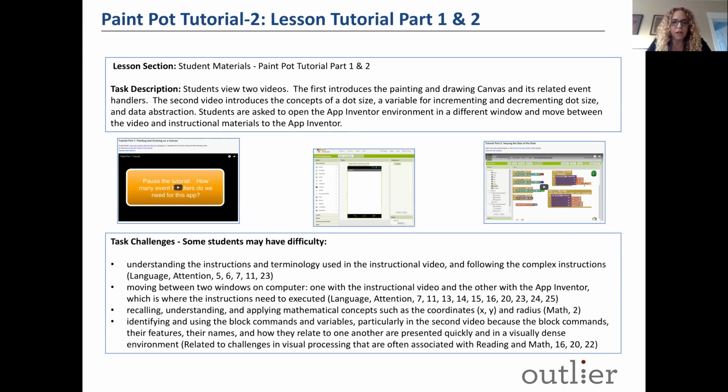And then also just identifying and using the block commands and variables, particularly in the second video, because their features, their names, and how they relate to one another are presented in a really quick and visually dense way. We can move on to the next one.